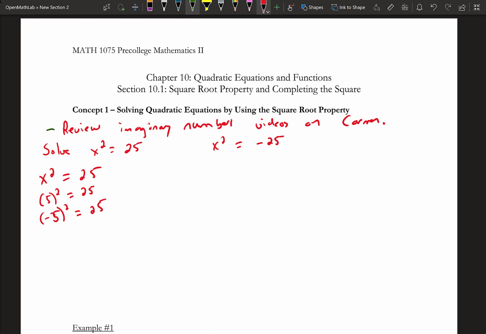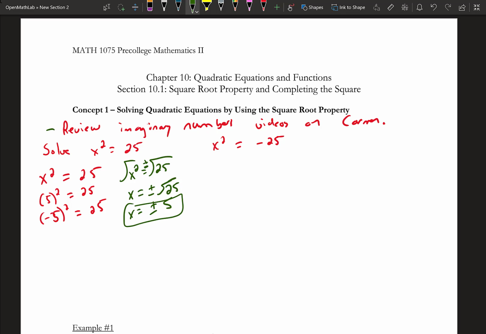So in other words, if I have x squared equals 25, then I can take the square root of both sides, but I need to put a plus or minus in front of one of the sides. So x equals plus or minus the square root of 25, which is x equals plus or minus 5, because the square root of 25 is 5.